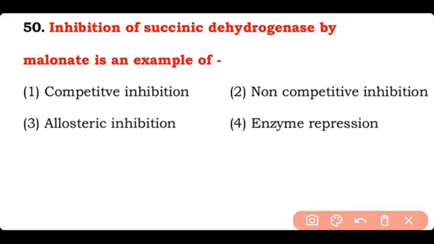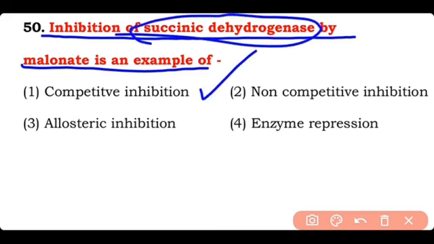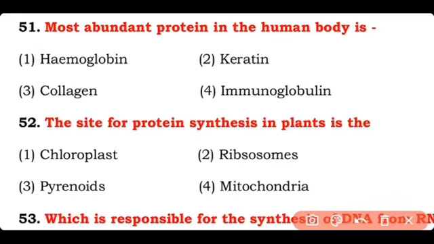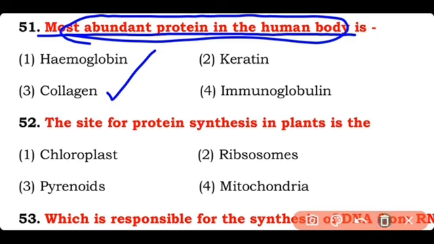Question number 50. Inhibition of succinic dehydrogenase by malonate is an example of competitive inhibition, non-competitive inhibition, allosteric inhibition, enzyme repression. So correct answer is option 1. Inhibition of succinic dehydrogenase by malonate is an example of competitive inhibition. Question number 51. Most abundant protein in the human body is hemoglobin, keratin, collagen, immunoglobulin. So correct answer is option 3. Collagen is the most abundant protein in the human body, present in the connective tissue.